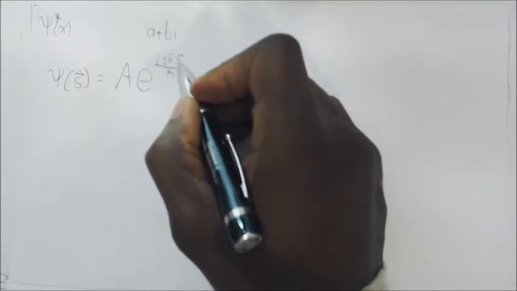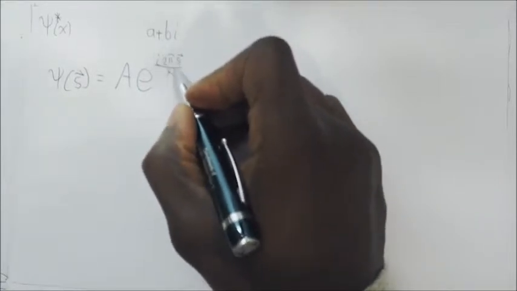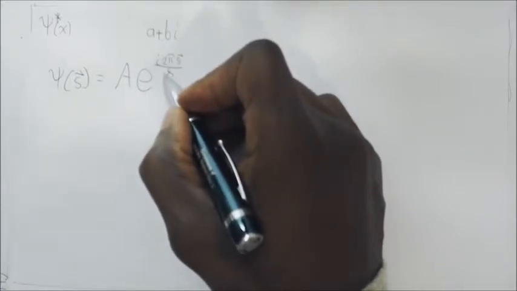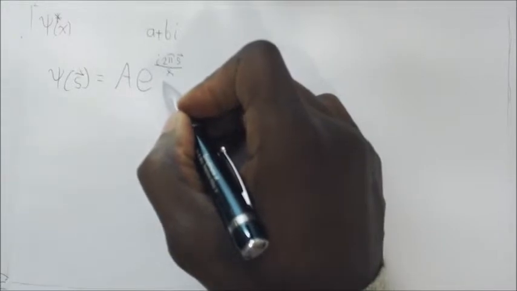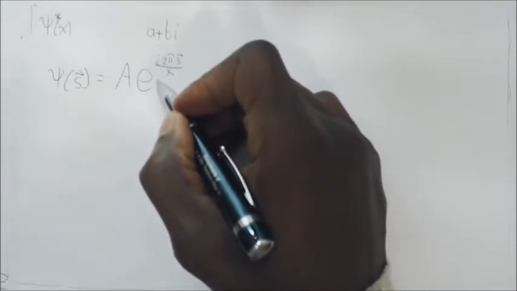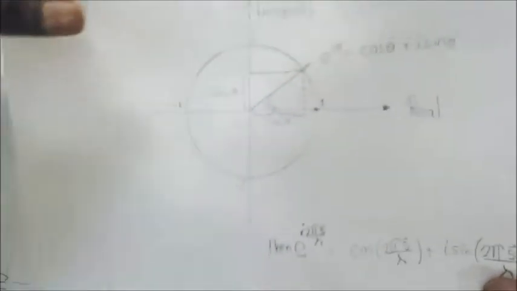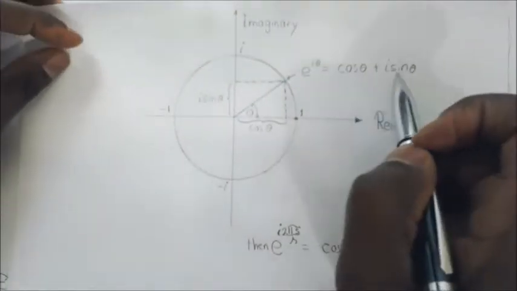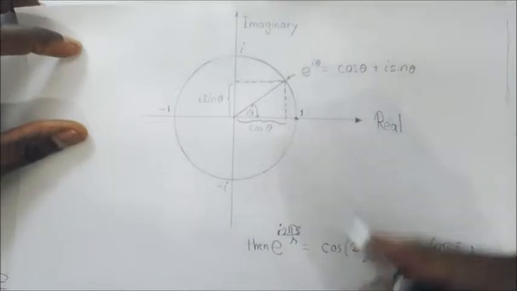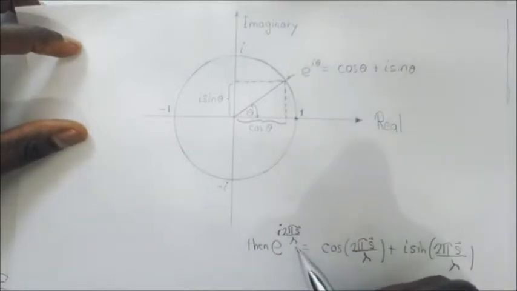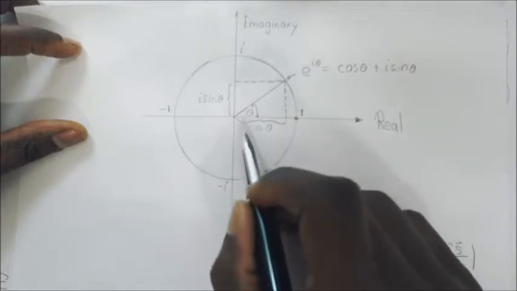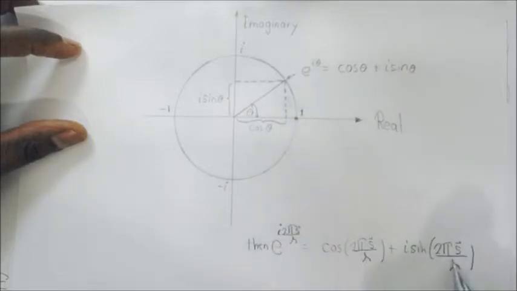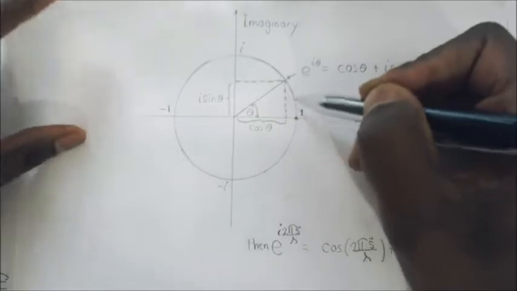e to the 2 pi s times i over lambda is cosine 2 pi s over lambda plus i sine 2 pi s over lambda, which essentially, if you have e to the i theta, that's equal to cosine theta plus i sine theta. You substitute 2 pi s over lambda there, then that's equal to cosine 2 pi s over lambda, which is the real component, plus i sine 2 pi s over lambda, which is the imaginary component.